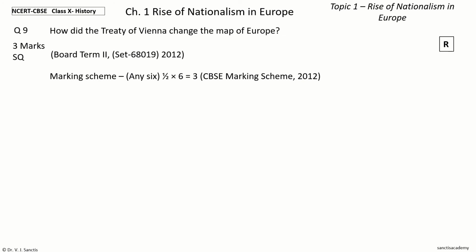The question is, how did it change Europe? What did it do? This was asked in the board exam of 2012. You have to give any 6 points. Each point will cover half marks and the total is 3 marks. This was as per the marking scheme. So it's a short answer question of 3 marks.